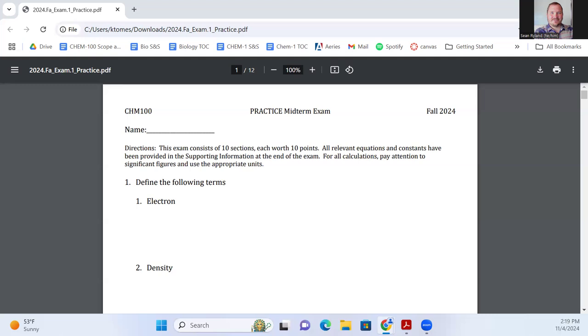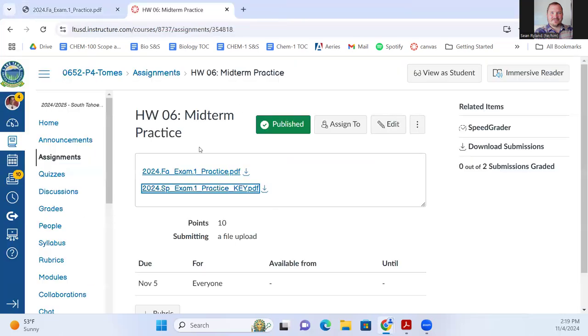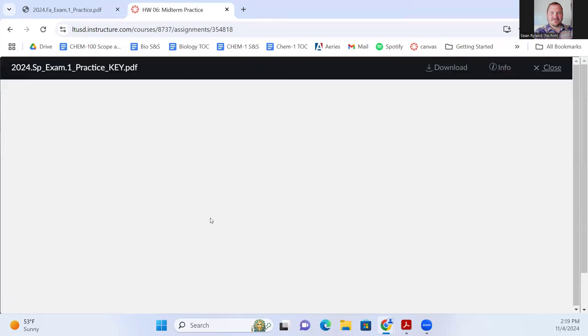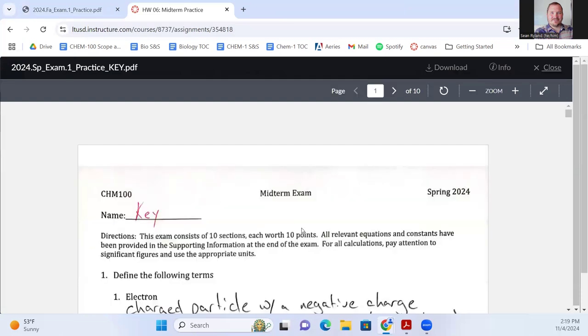I realized I didn't post the key yet. So I posted the key. It's just attached to the assignment in Canvas. So when you go to the assignment on Canvas, now it has a PDF of the practice test and then the key as well. So you can check all your answers on that for anything we don't get to today.